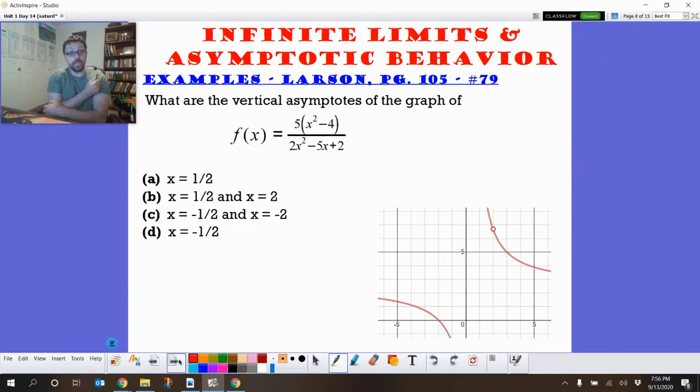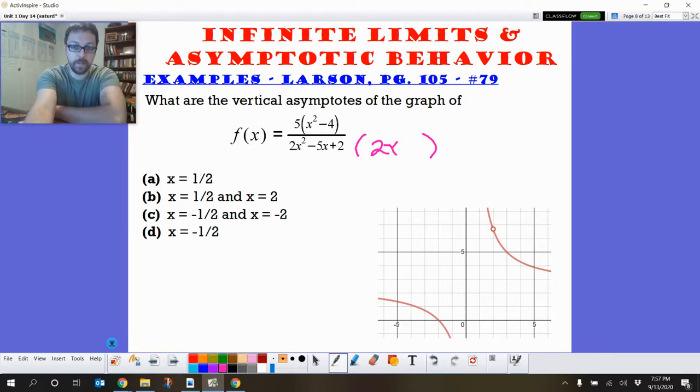Now, these denominators equaling 0. So it seems to be that the denominator equaling 0, that's always our vertical asymptote. No, that's not the case. Check this example. We have, if we factored that denominator, we get 2x minus 1 and then an x plus 2. I grabbed my key just to make sure I was factoring this properly. I hate it when my videos aren't right.